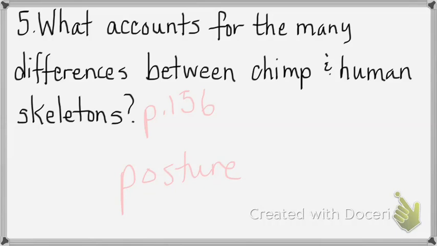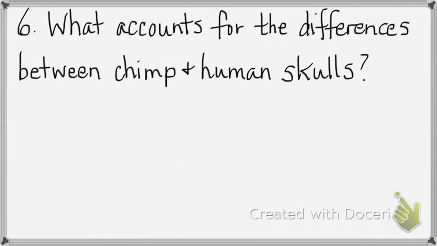Okay, and then on page 158, we compared the skulls. So I have what accounts for the differences between chimp skulls and monkey skulls. So one thing that kind of stands out for me, I'm just going to hold them up again, guys, is the size of this and how round it is compared to that of a chimp. You'll see a big difference there? Yeah. Me too. So why is that? Brain size. So that would be the first thing I'd write down is brain size.